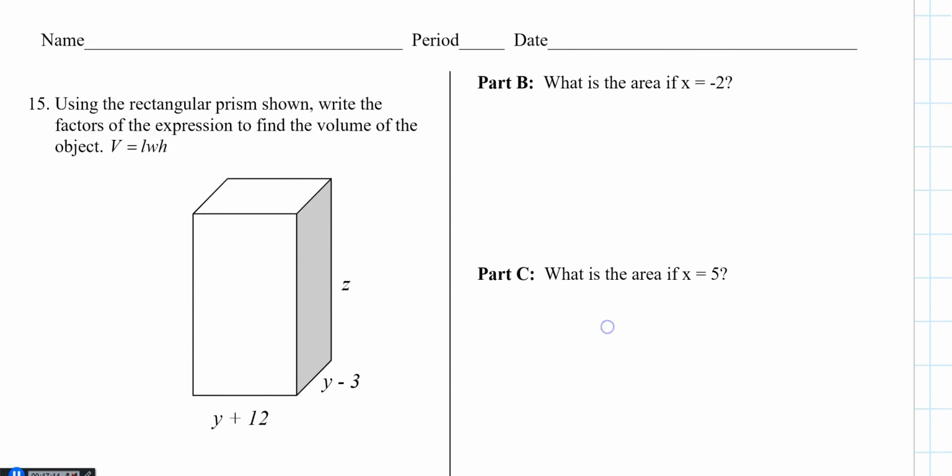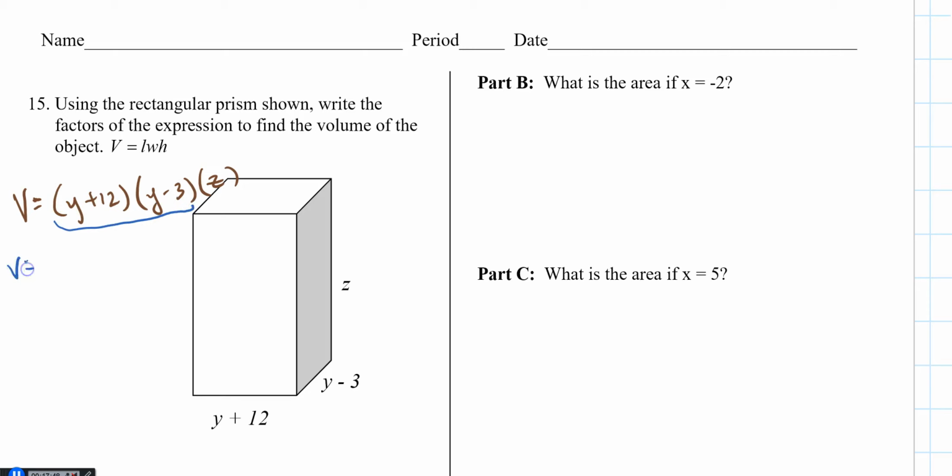Number 15, using the rectangular prism shown, write the factors of the expression to find the volume of the object, and it's reminding us that volume is length times width times height. So the factors are going to be the base, or the length, which is y plus 12, times the width, which is y plus 3, times the height, which is z. And then we can definitely simplify that.